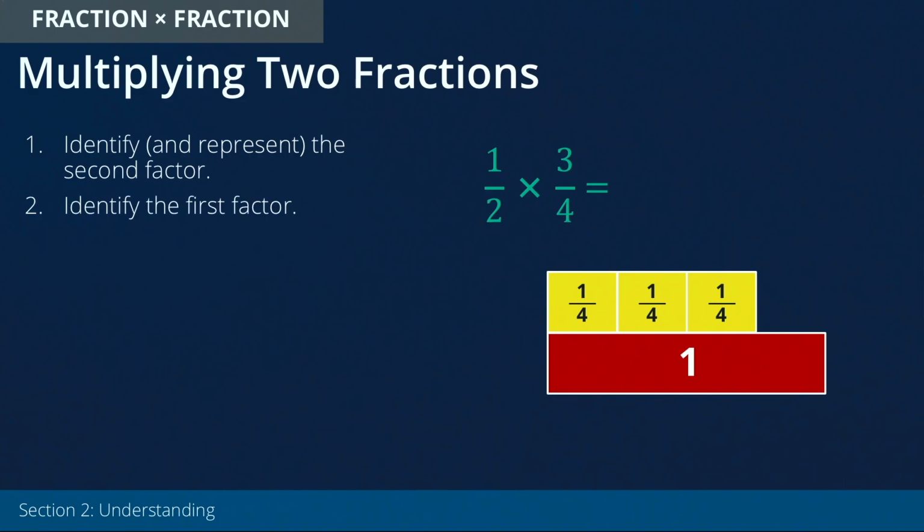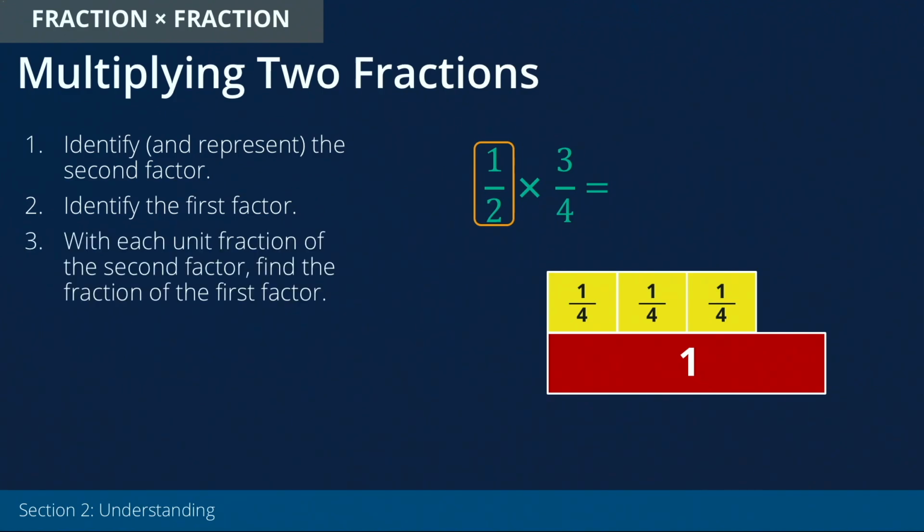Then I'm going to identify the first factor. The first factor is 1/2. I'm going to identify it. I'm not going to represent it. Notice how it doesn't say and represent. But now I think I have to find 1/2 of 3/4, or I could think about that as 1/2 of each unit fraction of the second factor. So there I see 3/4 has 3 unit fractions, 1/4, 1/4, 1/4, and I'm going to find 1/2 of each of those unit fractions. So here's 1/2 of 1/4, second 1/2 of 1/4, a third 1/2 of 1/4.